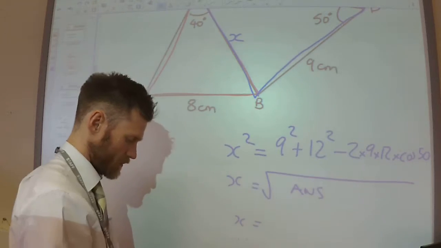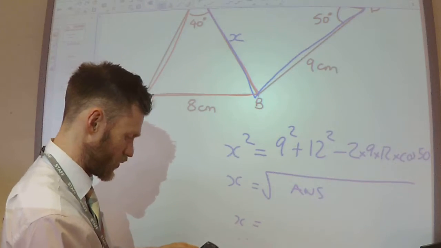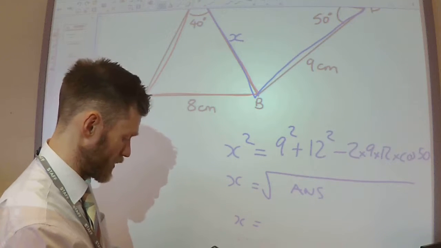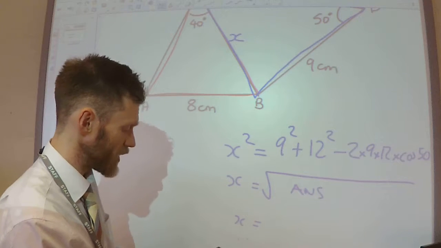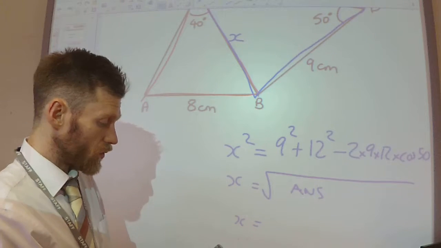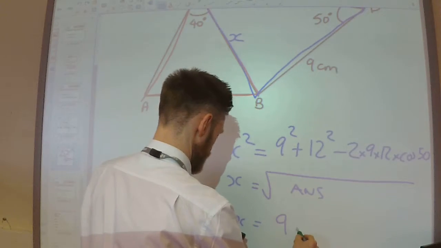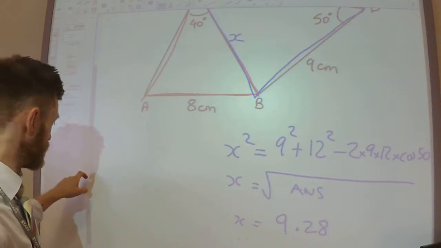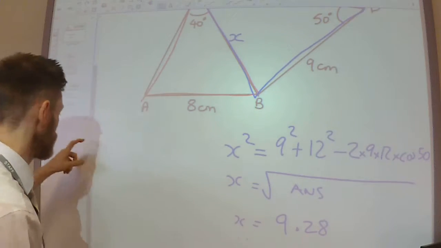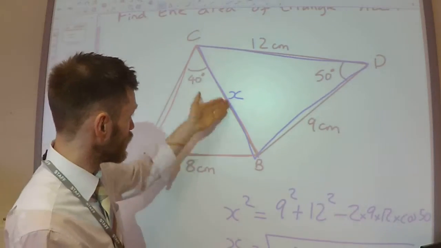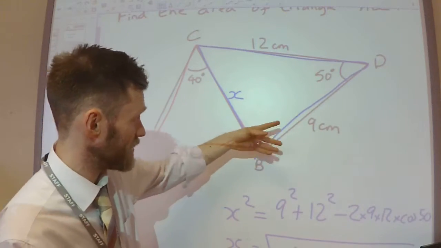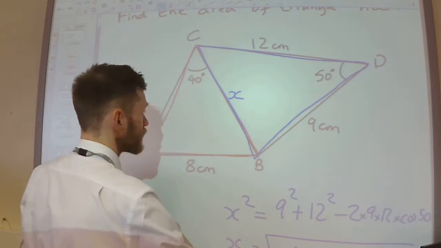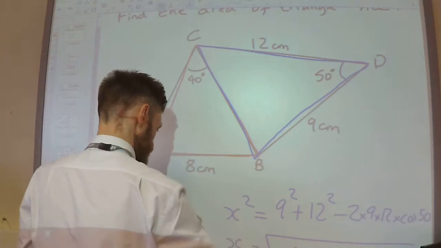So let's do that. Do this on your calculator with me. Let's make sure we get this correct. So 9 squared plus 12 squared minus 2 times 9 times 12 times cos 50, all square rooted, and we get 9.28 to 2 decimal places. With these questions, always check to make sure it's a reasonable answer. Saying that's 9.28, that seems pretty reasonable to me. If that's 9 and that's 12, it's a good check to make sure you've not made any silly mistakes there. So we know this is 9.28.